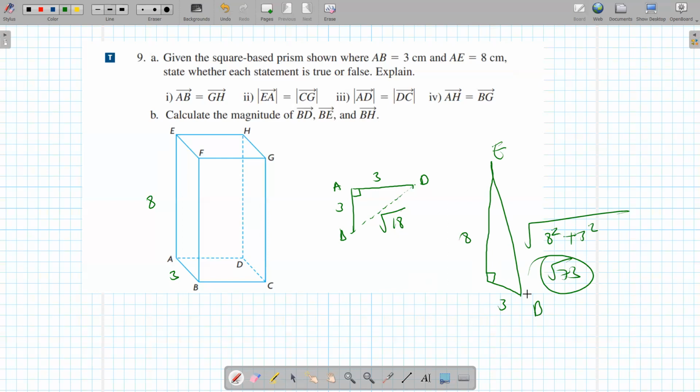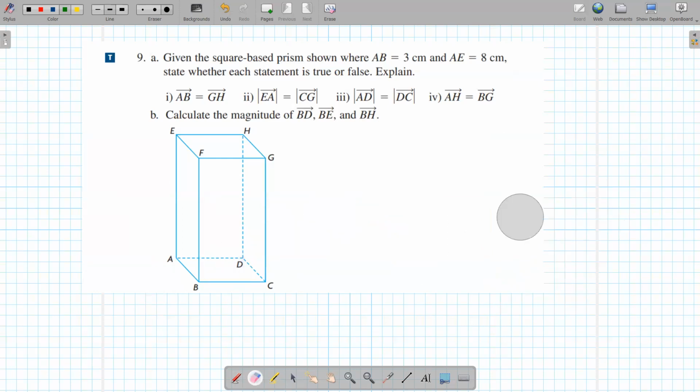What about BH? That one is going to be tricky, I think. We're starting here, right? We want to find this distance. So that means our triangle, again, now this one's a little bit tricky. Our triangle is going to look like this. See that? So again, that's going to be a hypotenuse question. We know DH is AE, that's 8. And BD, we found this earlier, it was square root of 18. For this side, I guess it's easy. It's just going to be 8 squared plus square root of 18 squared, so there's 18. 64 plus 18, square root of 82 is BH.